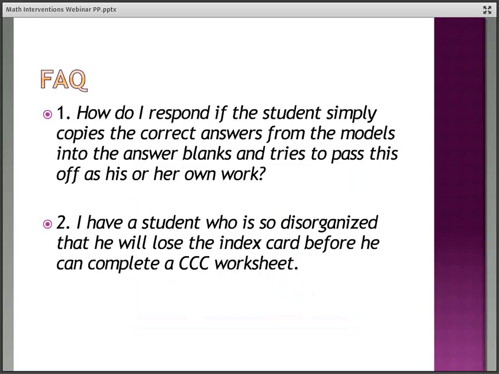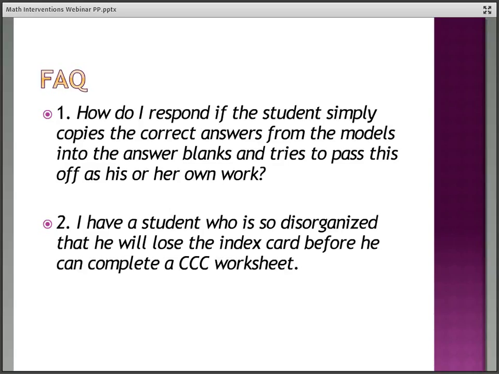Okay, Gina, what would you suggest if I have a student who is simply copying the correct answer from the model and putting it on their answer blank, basically trying to pass it off as their own work? Well, an important part of cover, copy, and compare is for the student to actually independently solve the problem. So if you suggest that they are doing that, you might need to use a peer tutor or have the students partner up and take turns because they'll tell on each other. Or you might have to have a high school student or an older student come in and help, or a parent or an adult, somebody to sit with them.